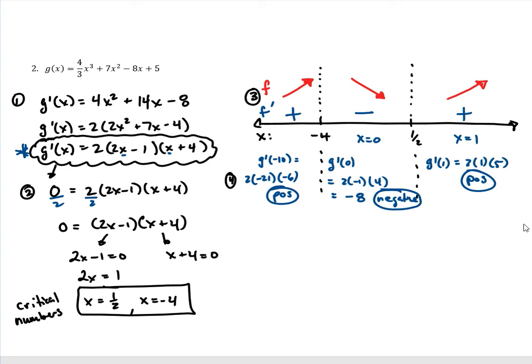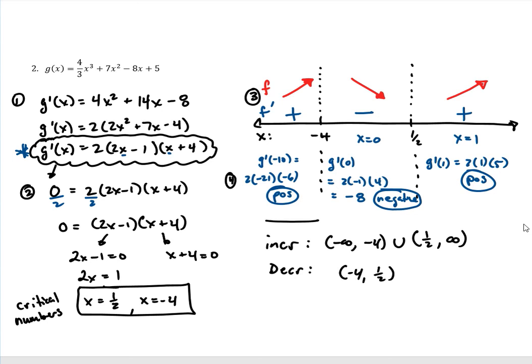So anything that's going upward for f is increasing. So we have the increasing. Looks like it'd be from -infinity to -4. And then from 1/2 to infinity. Okay, so that's where it increases. And then decreases is in that middle interval. Looks like it's just from -4 to 1/2.